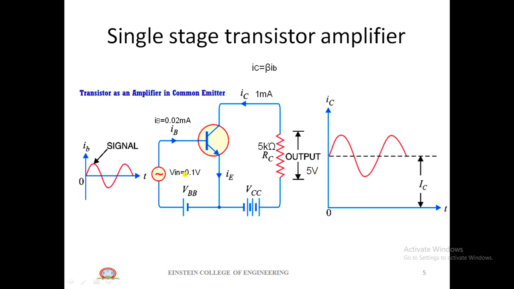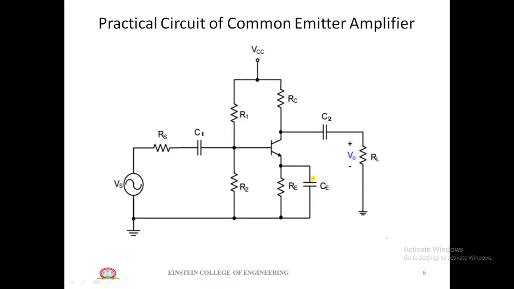So we can see that 0.1 volt is converted into a 5 volt value. Thus the amplification is done. This is the practical circuit for common emitter amplifier. In practical way, there will be various elements, resistance and capacitance, included in the amplifier circuit.